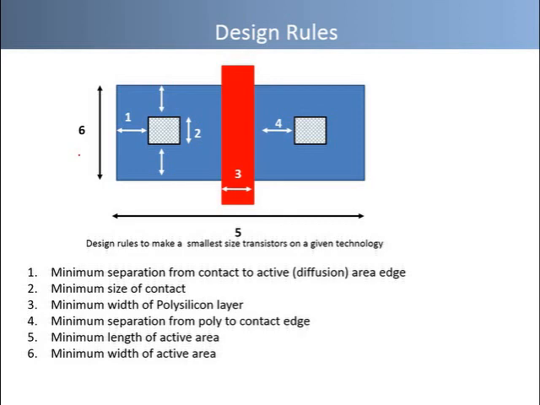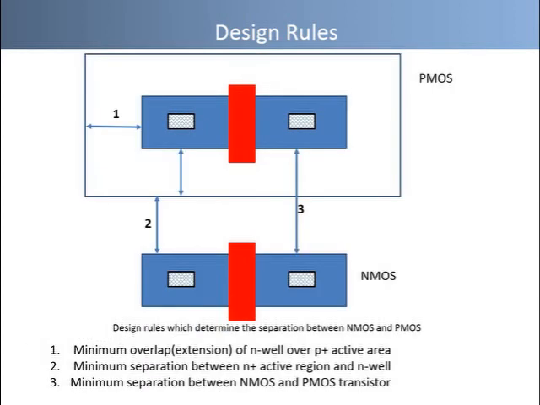In addition, there are certain rules which specify the separation between NMOS and PMOS transistors in a CMOS design. For example, rule number 1 specifies the minimum overlap or extension of N well over P plus active region. Rule number 2 specifies the minimum separation between N plus active region and N well of PMOS transistor. Similarly, rule number 3 specifies minimum separation between NMOS transistor and PMOS transistor.